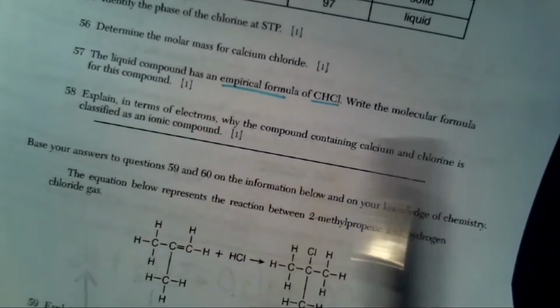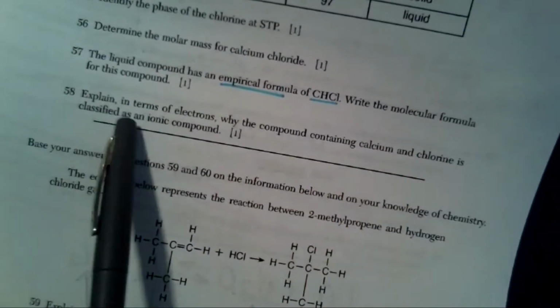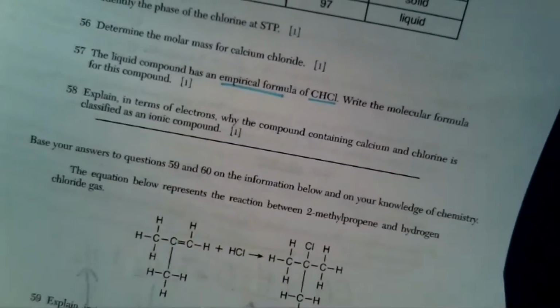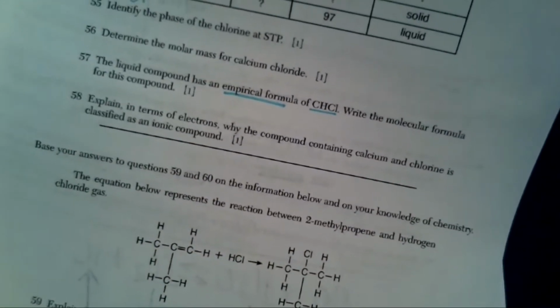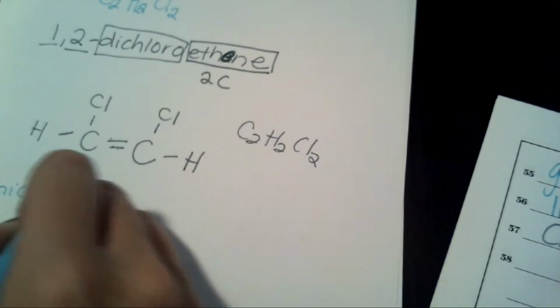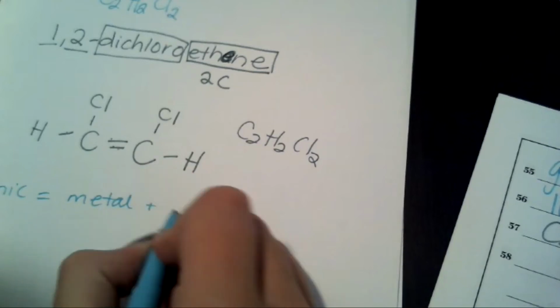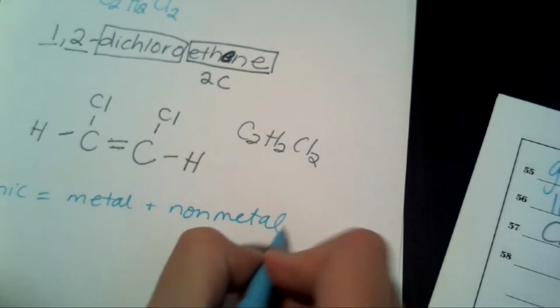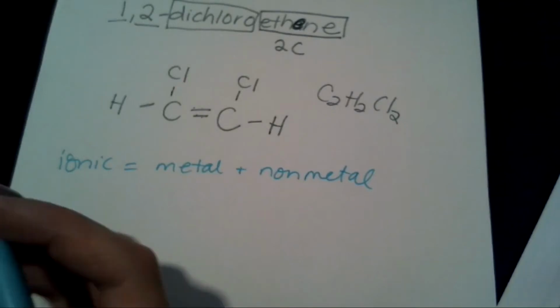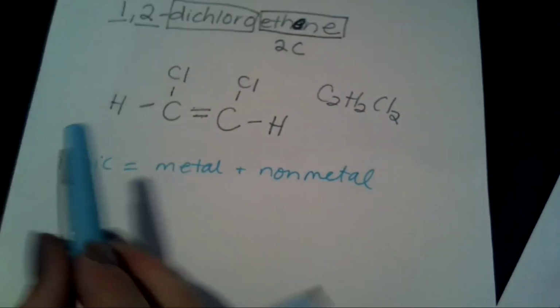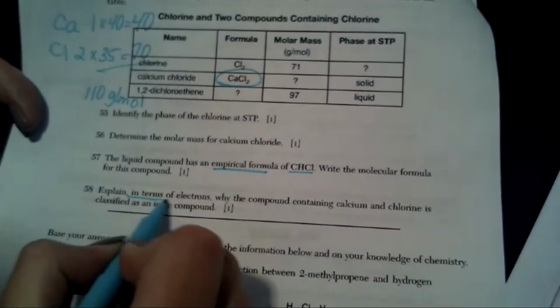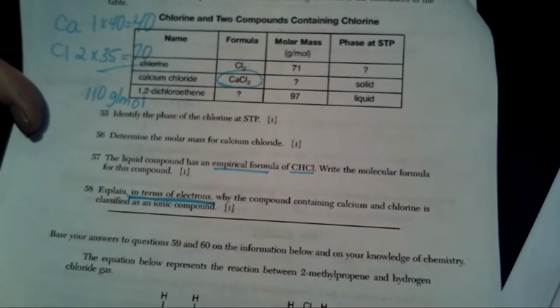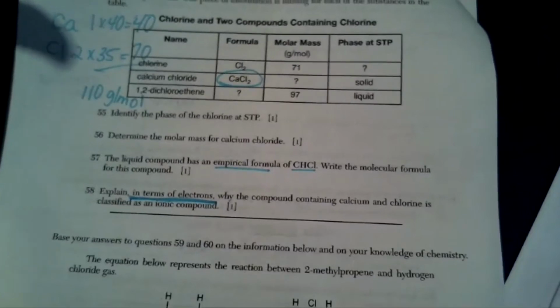And the last question is 58. Explain in terms of electrons why the compound containing calcium and chlorine is classified as an ionic compound. Calcium and chlorine is ionic. Why? In terms of electrons. So we know that ionic 99% of the time is a metal bonded to a nonmetal, which is true, but that doesn't answer this question. It says in terms of electrons, which means that your answer must talk about electrons. If you don't use the word electrons, you're not answering the question.